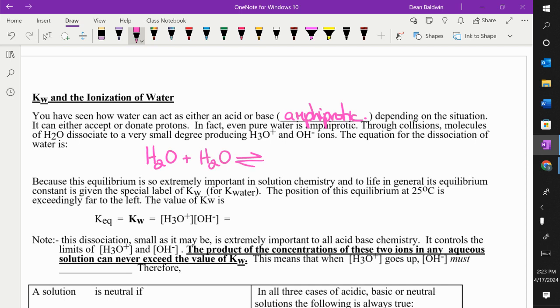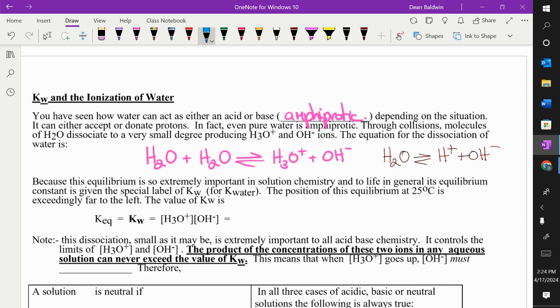Water can donate a proton to another water molecule, and you'll get H3O plus and OH minus. If you don't like the H3O plus version, you can just write H plus; it's the same thing. This happens in water, but it doesn't happen very often. That's a good thing, because we don't want to produce a lot of H3O plus and OH minus.